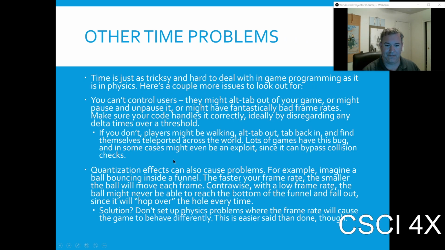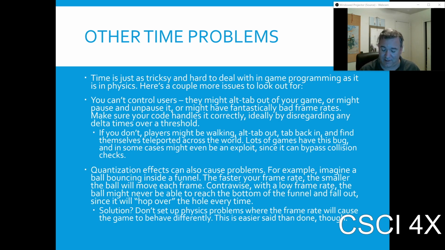Okay, so time can be really annoying simply because your users can alt tab out of the game, and if you do something like position equals position plus velocity times delta t, what if delta t is 100? What if it's been 100 seconds since they last ran a frame? Like if they alt tab out and they're browsing the web and then they come back in.